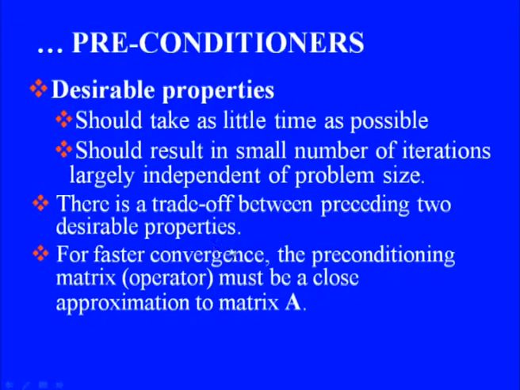Theoretically, for faster convergence, the preconditioning matrix or operator, as the case may be, must be a close approximation to matrix A, where A is our system matrix. The reason I have mentioned the word operator here is that we might also use a certain sequence of operations, and their effect would be what we call the effect of the preconditioner. For instance, the multigrid process itself cannot be represented as a matrix, but it is nevertheless a form of a linear operator and hence can be used as a preconditioner with a Krylov subspace solver.